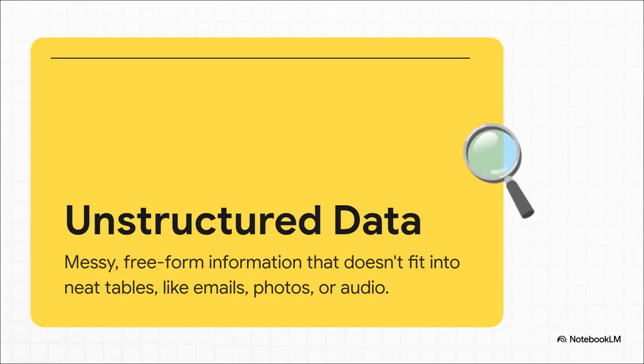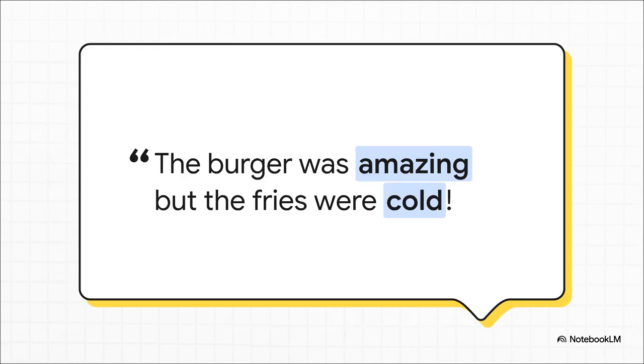Okay, now let's jump to the complete opposite end of the spectrum: unstructured data. This is the messy, creative, free-form stuff. It has no predefined model, so there's no way it's going to fit into those nice, neat rows and columns. We're talking about things like customer emails, posts on social media, photos of the food, or even those voice notes drivers might leave. A customer review like this, it's a perfect example.